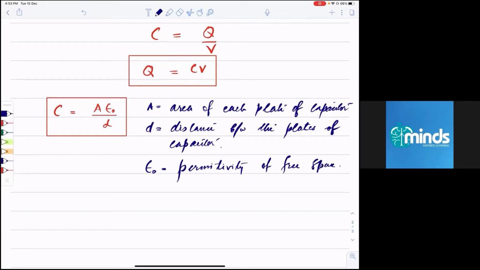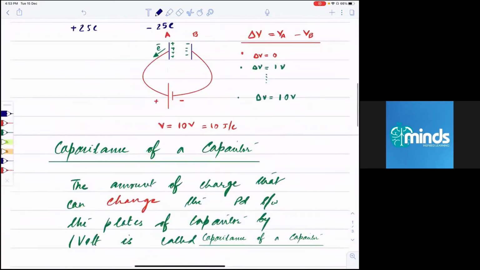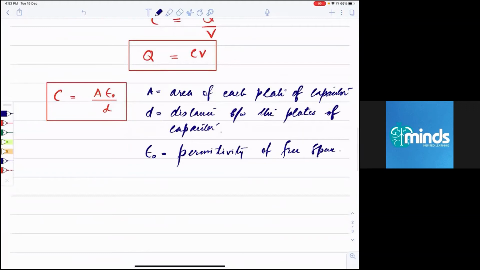Now, if you put some dielectric between the plates of the capacitor, I hope you remember the concept of dielectric. I tried explaining in Coulomb. So what is dielectric? I mean, is it conductor or insulator? Conductor. Dielectric.